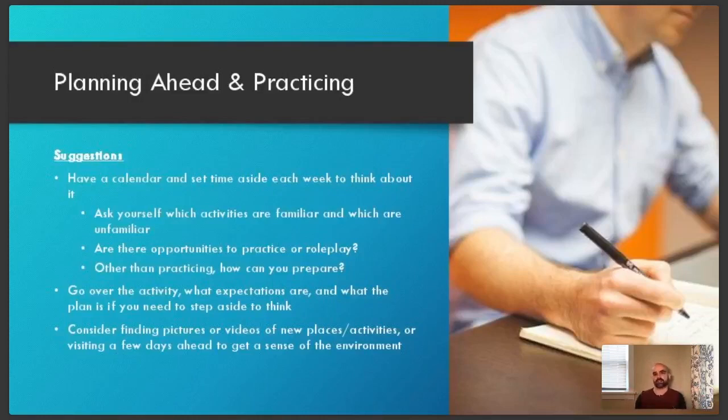So those are the things that you want to, as much as possible, practice or role play or expose them to and see if it helps. That's kind of what we're doing. What works for your kid?